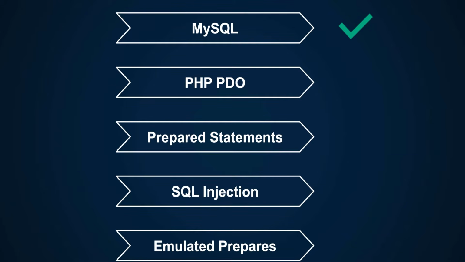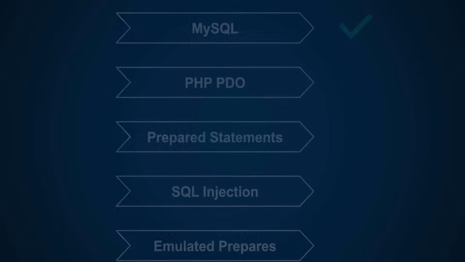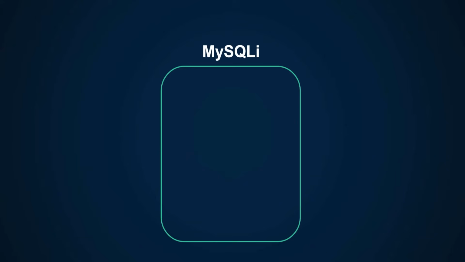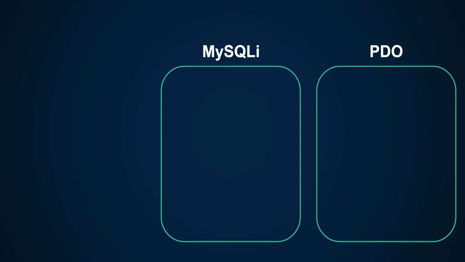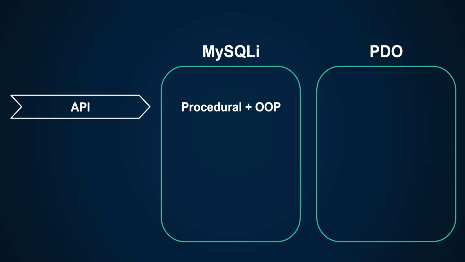There are a few ways you can add database usage to your PHP application. One is by using native PHP functions for the MySQL driver, for example, using MySQLi functions. Another way is by using the PHP Data Objects, or in short, PDO. Both PDO and MySQLi have their advantages. MySQLi has both procedural and OOP API, while PDO is full OOP.